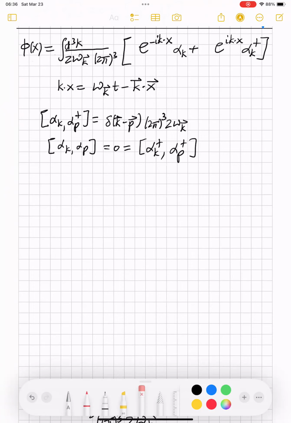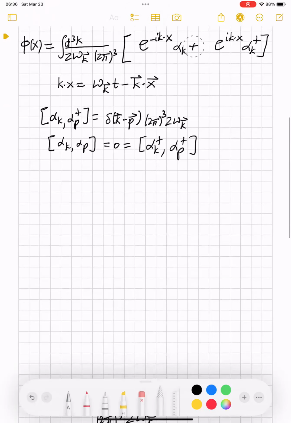But what is it equal to? Phi of x is equal to this Lorentz invariant integration measure. We've got an e^(-ik·x) multiplying α_k, the annihilation operator. And then we've got e^(+ik·x) acting on α_k†, the creation operator. k·x is ω_k t minus k·x, and the oscillators are defined by those commutation relations. So this is what we've managed to prove.